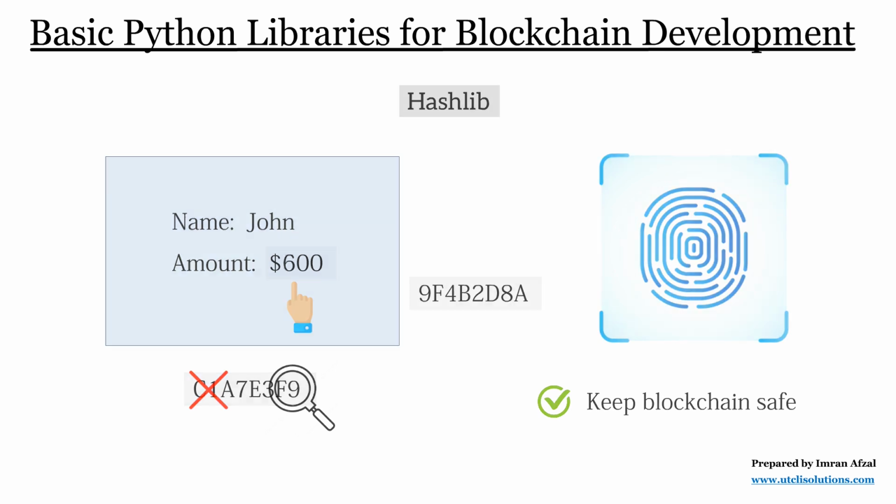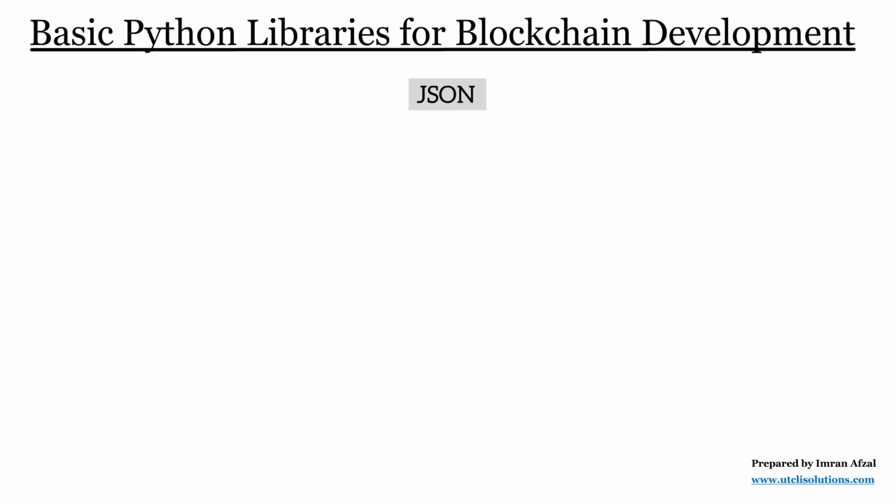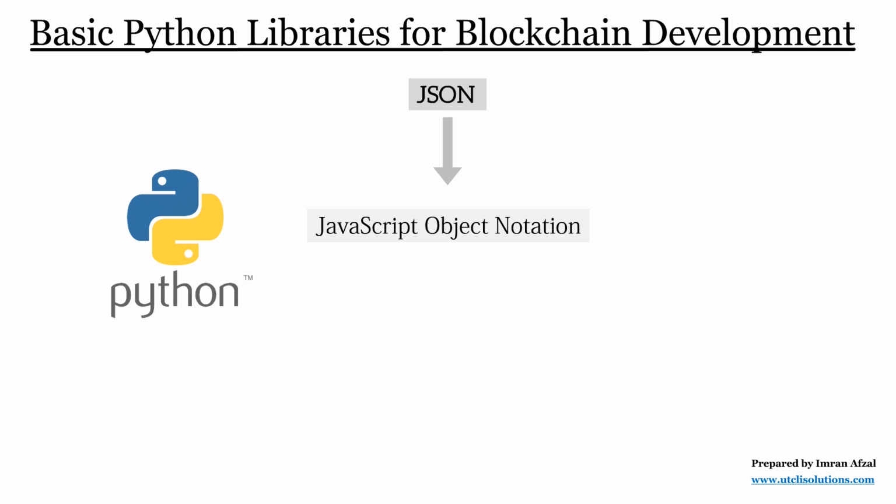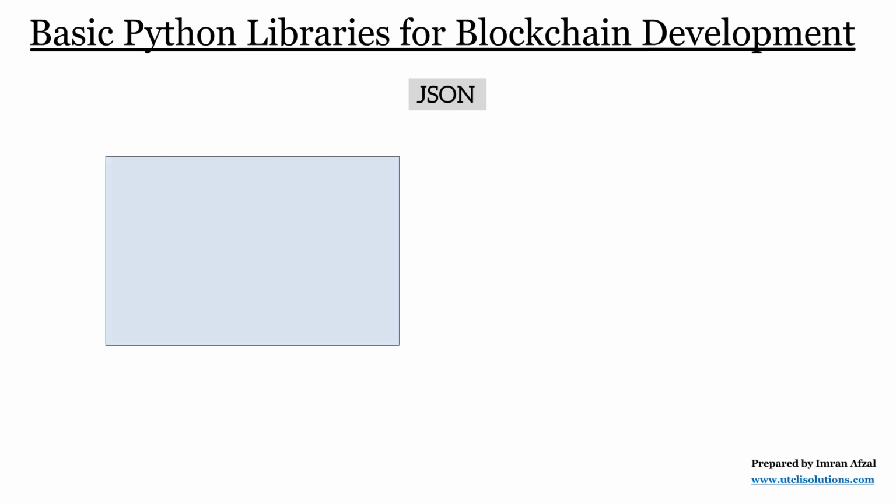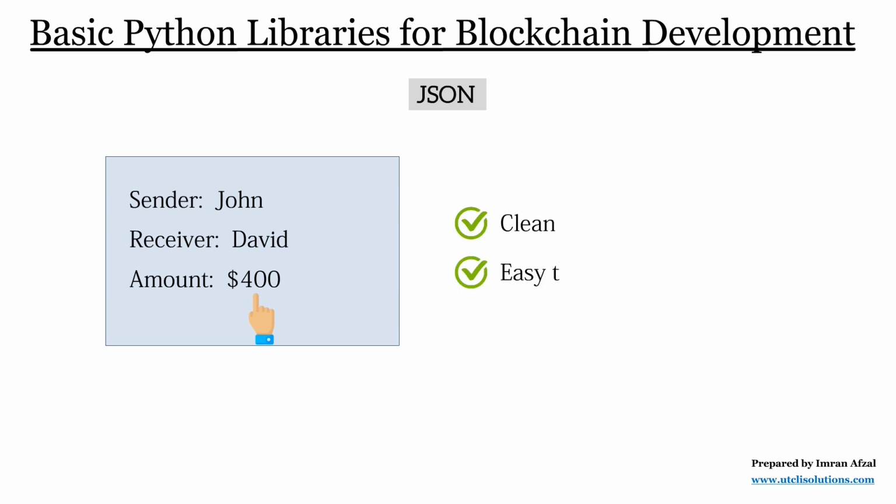The next useful library is JSON. JSON stands for JavaScript Object Notation, but we use it in Python too. It helps us to save data in a neat format. When we store information inside a block like the sender, receiver, and amount, we use JSON to format and organize it. JSON helps the data look clean and easy to read.